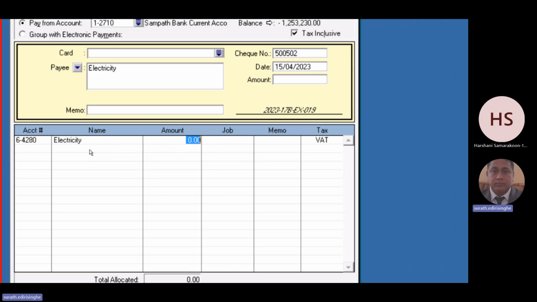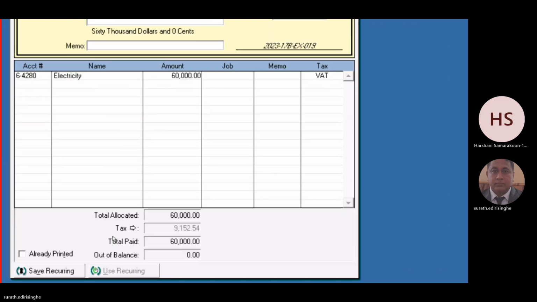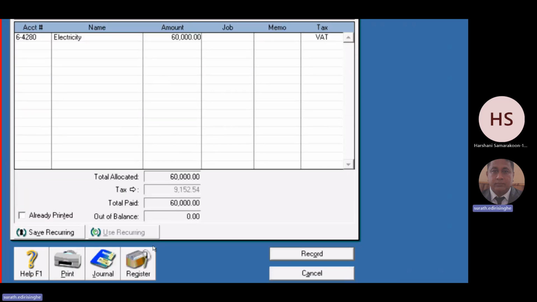Right? Then type the amount, payment of 60,000, VAT liable, and amount paid, and 10. Then record.